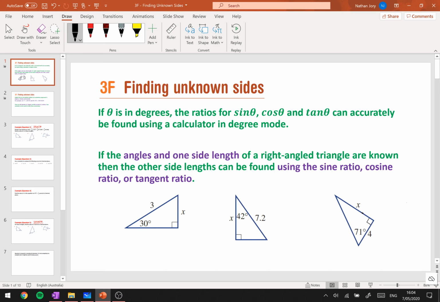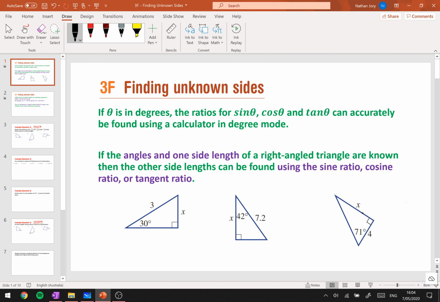So before, when we were doing Pythagoras, if I wanted to find what this length here was, I needed two sides to find the third side. With trig, we can actually use just one side and one angle to be able to find what a missing side is, okay? So we're going to be using the sine ratio, cosine ratio, or tangent ratio based on what we've been given.